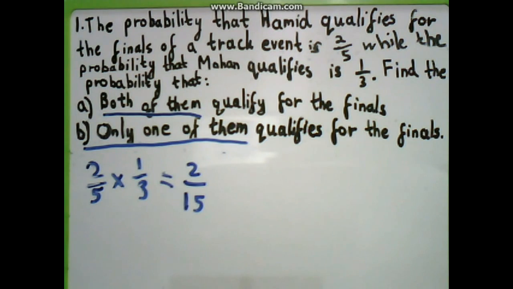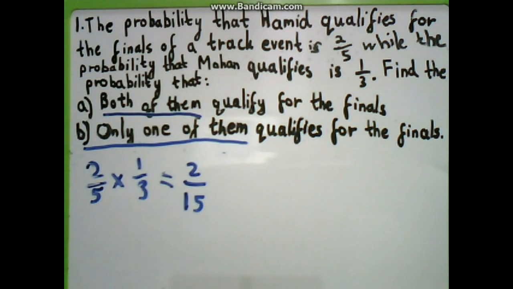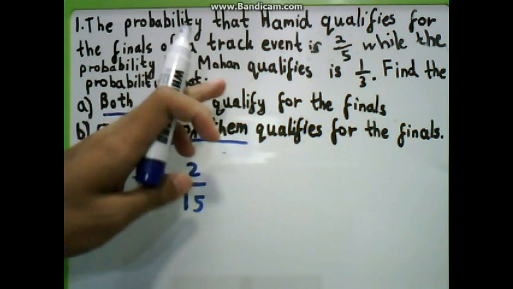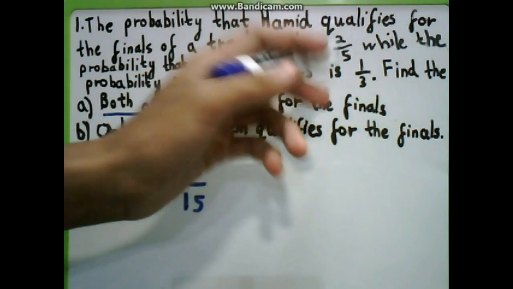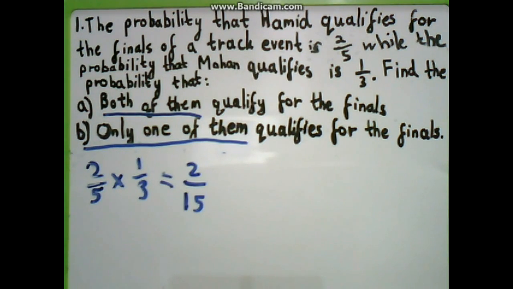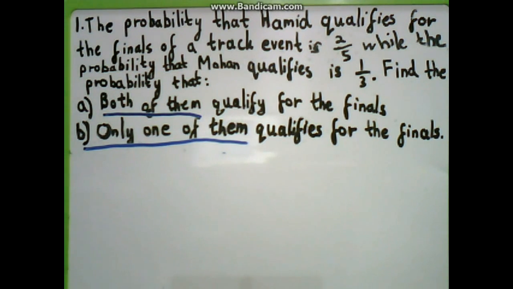But you have to be careful. The question could ask the probability that Hamid and Mohan can qualify, or the probability that both Hamid and Mohan fail to qualify, meaning that it could be the other way around. But I'll explain that later. There's another question to it. Okay, for B, only one of them qualifies for the finals.